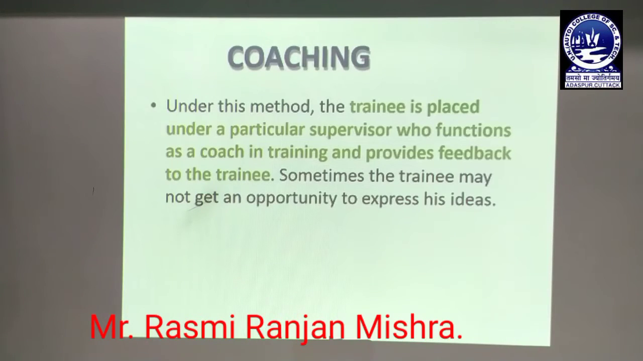The second method is coaching. Under this method, the trainee is placed under a particular supervisor who functions as a coach. Generally the supervisor or trainer is assigned to a particular area or job, and they will supervise and act as a coach in training and provide feedback to the trainee. However, in case of coaching, certain demerits arise, because the trainee may not get an opportunity to express his ideas to the supervisor or the coach.